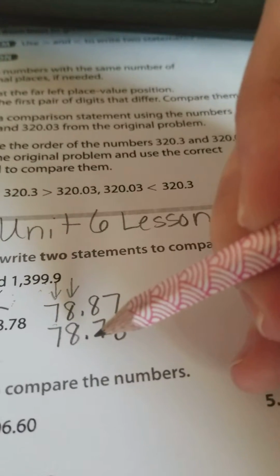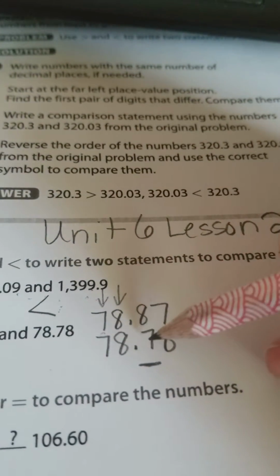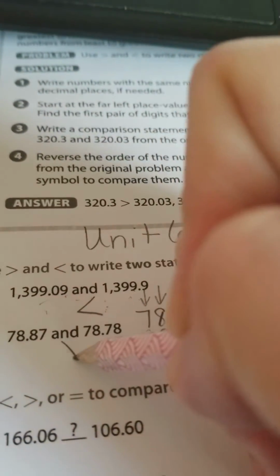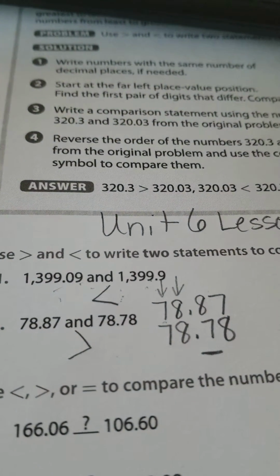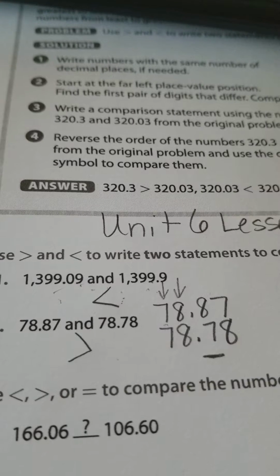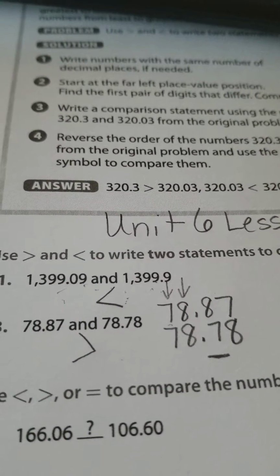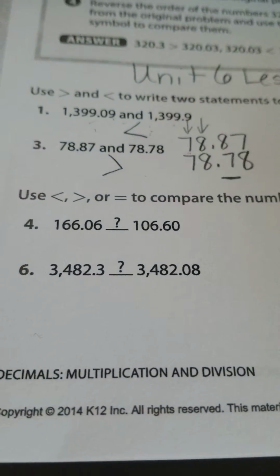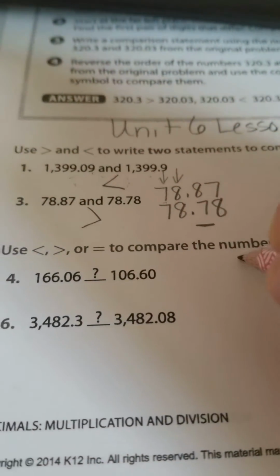So here in my tenths place, that's where I see my first difference. And what's bigger, the 8 or the 7? Well, we know that 8 is bigger than 7. Therefore, I need my greater than symbol to go towards that first number. The 78 and 87/100ths is greater than 78 and 78/100ths. All right. The examples down here are very similar. Let's go ahead and look at these as well.